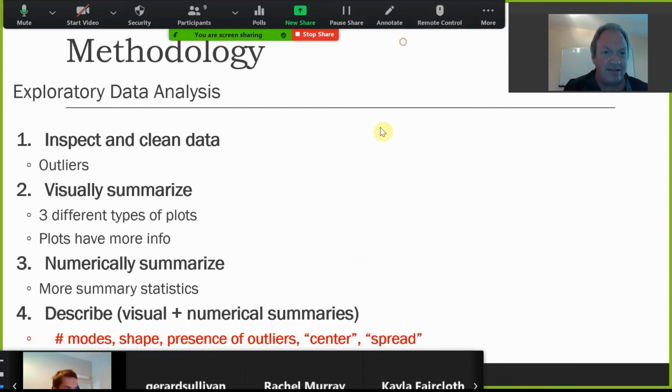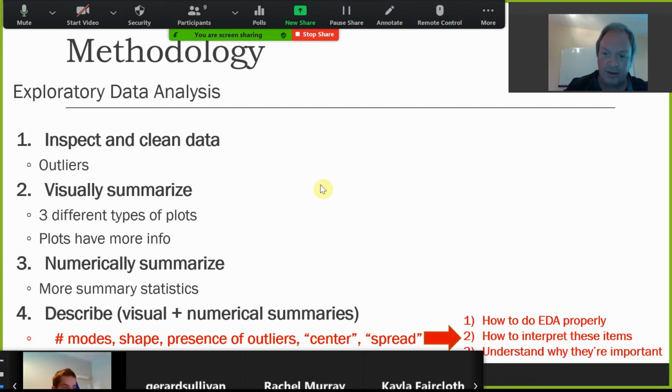There are 5 things that we have to report. And this is super important. One of the places where students go wrong is when I ask you to describe a data set, people just go freestyle. These are the 5 things we always report. So what we want to do today is learn how to do those things properly. How do we interpret what these 5 things represent? That's really important. And then we'll want to understand why they're important.